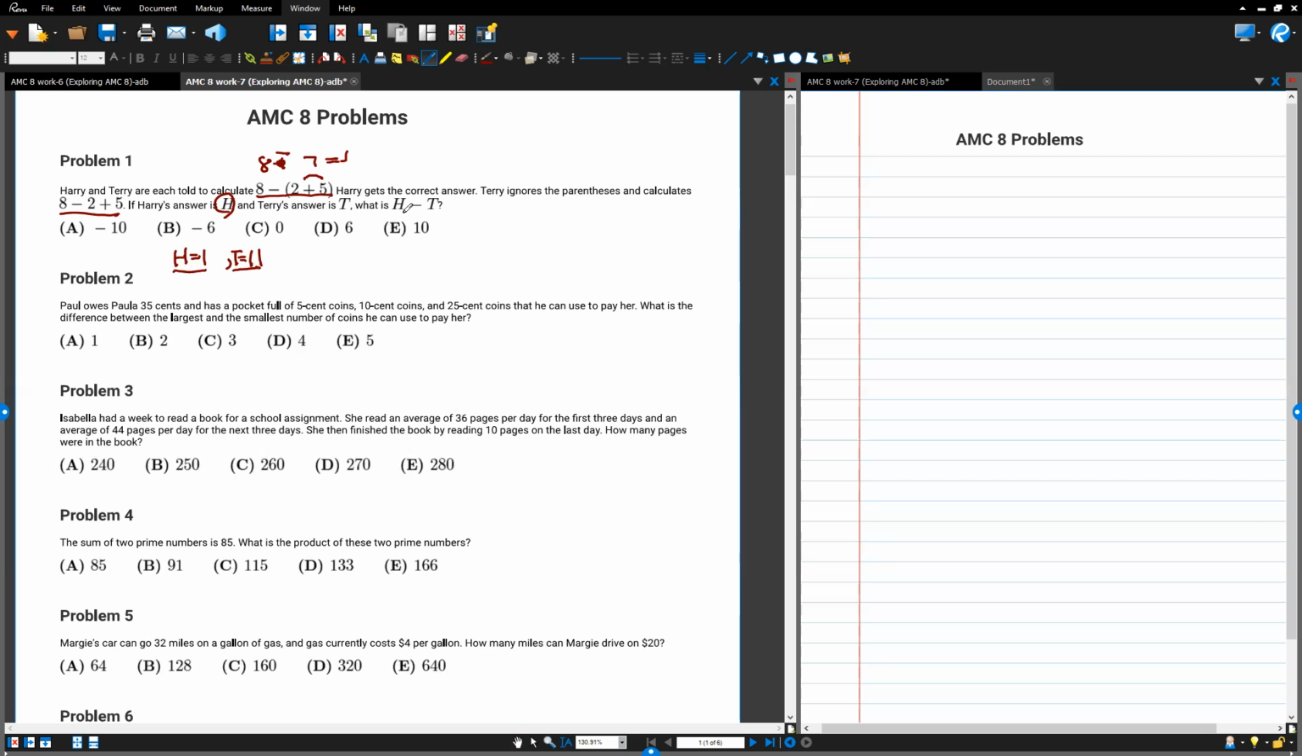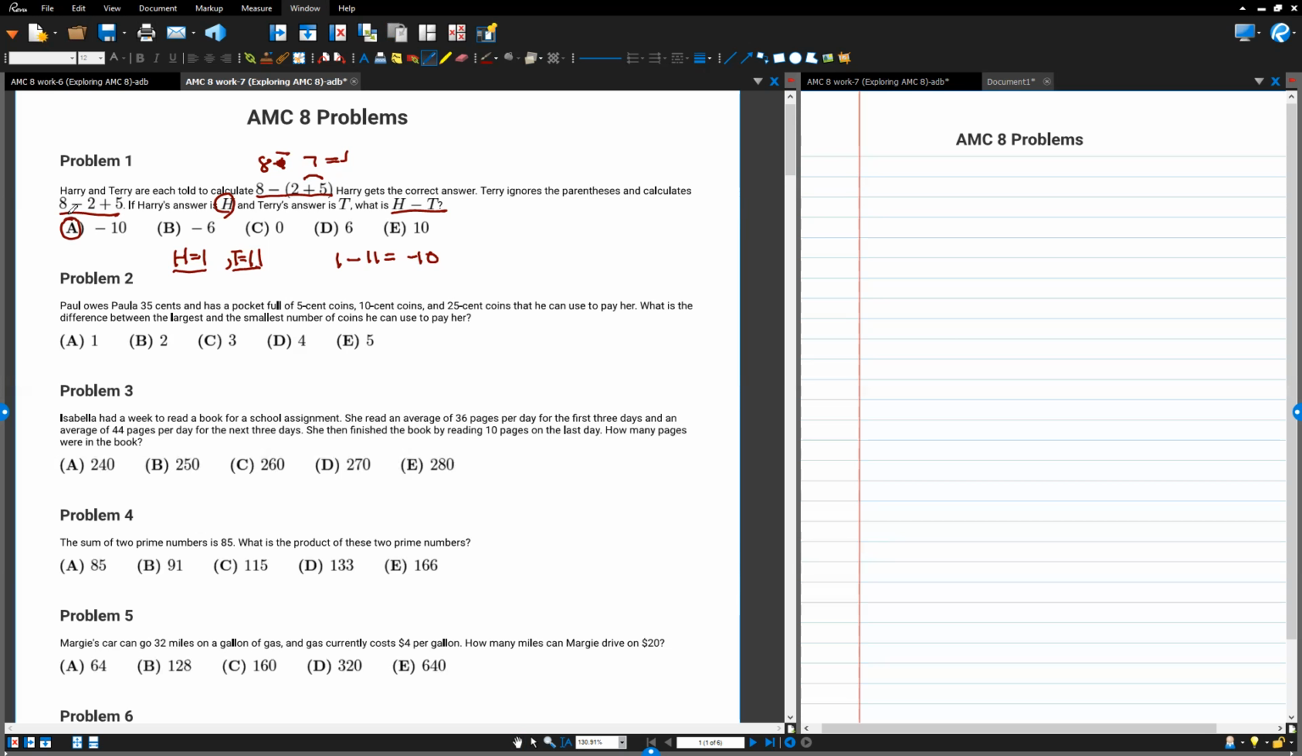So H minus T, not T minus H. H minus T is what? H is 1, T is 11. How much is this one? Minus 10. That's right, minus 10 is the answer, right? Yeah, that's the way you can find the answer. All right, any questions on this one? Number 1, it's okay. All right, now try number 2.